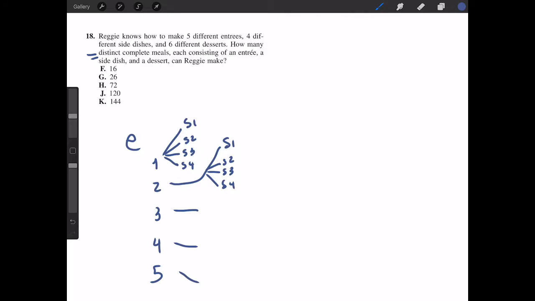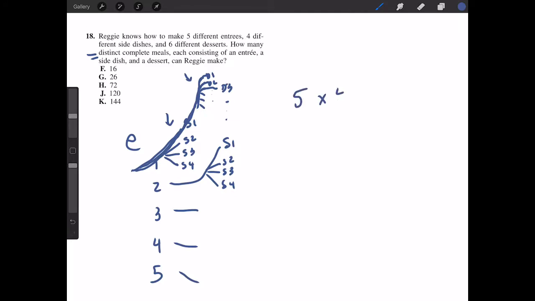And then for desserts, say you choose entree 1, side 1, then you get to pick one of 6 different desserts. So it would be 1, 2, 3, 4, 5, 6. Dessert 1, dessert 2, and so on. What you can see is happening here is that for every entree, you get to pick 4 different side dishes. And then you get to pick a total of 6 different desserts. So if you want to know how many total paths you can take, say this is one path, this is another path, this is another path for dessert 3, etc.